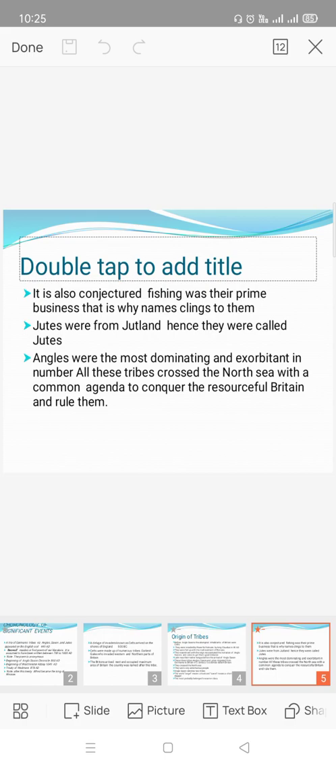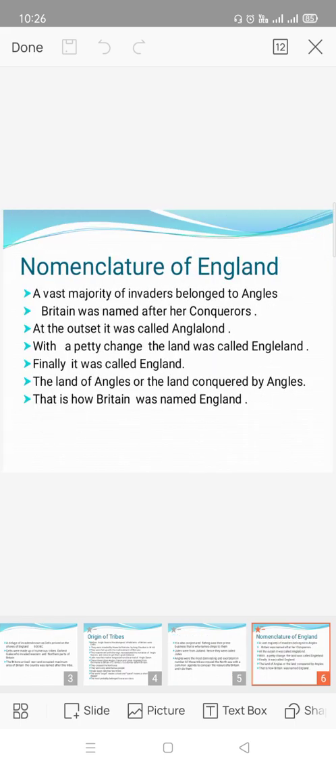Angles were the most dominant and exorbitant in number. All these tribes crossed the North Sea with a common agenda to conquer the resourceful Britain and rule it. The basic motive of their invasion was to colonize the area, to exploit and enjoy the resources of the very fertile land, and then to get back. Basically, their motive was not to rule the land for a long time.